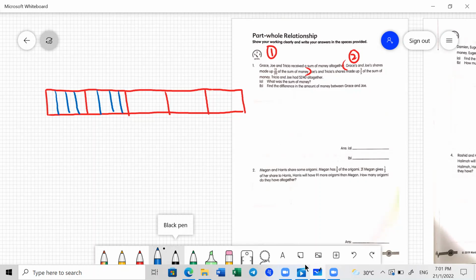1, 2, 3. Oh, sorry, this is not accurate. Again, 1, 2, 3. Sorry, not accurate again. So redo. 1, 2, 3. So we count 1, 2, 3, 4, 5, 6, 7, 8, 9, 10, 11, 12, 13, 14, 15, 16, 17, 18, 19, 20. Can you see that?